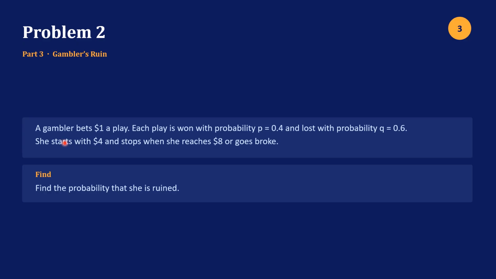The gambler starts with $4, and when she reaches $8, she stops, or she goes broke. In other words, when she has $0. So the boundaries of the game are 0 and 8, and she starts in the middle with $4. Find the probability that the gambler is ruined. In other words, she goes to $0 before she wins 8.